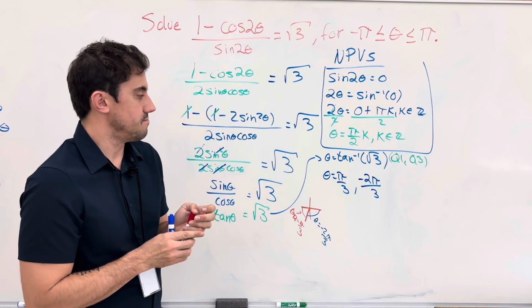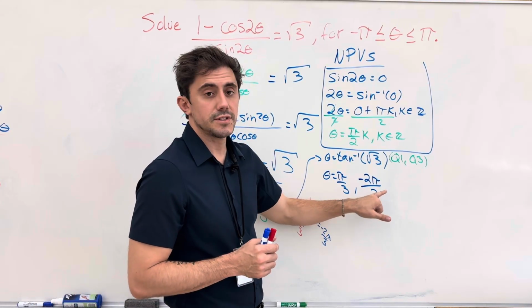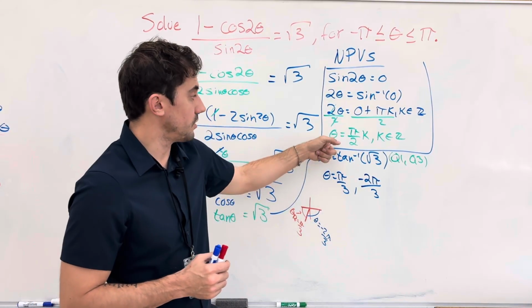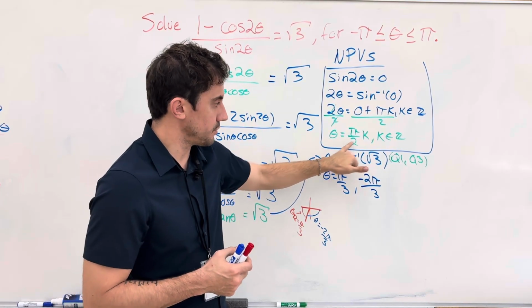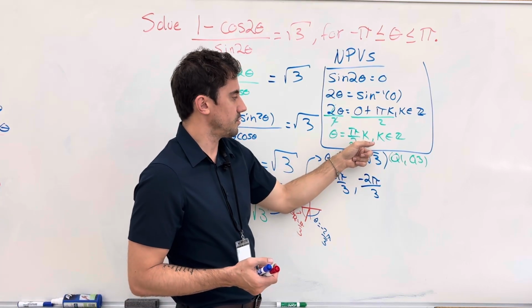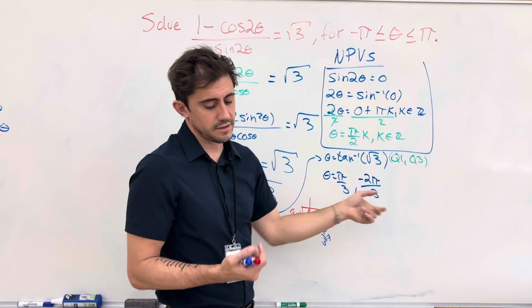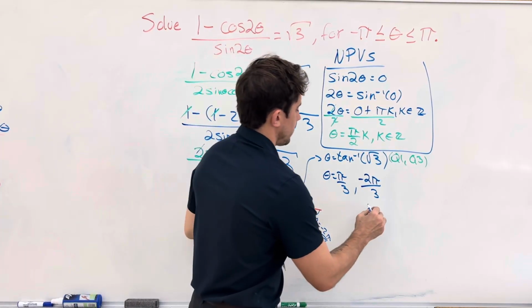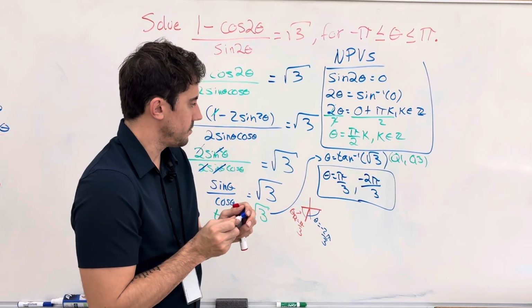Now we should verify to make sure that these two solutions don't fall inside the set of non-permissible values. Our set of non-permissible values are all of the form pi over 2 times k for integer values of k. There is no integer multiple of pi over 2 that would ever become either of these solutions. And so our solution set is safe. And here are both of them.